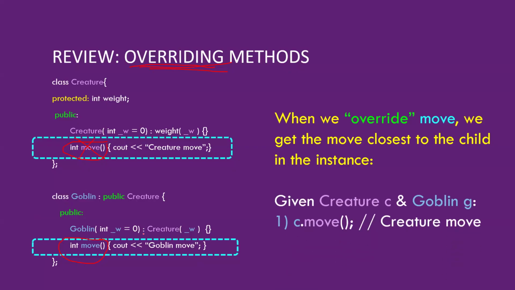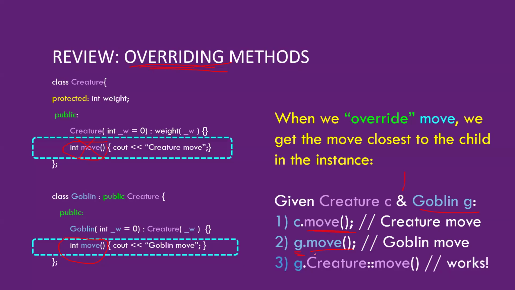And one of the ways we do that is going to be by calling the method directly from a pointer or an instance of our derived class. Okay, so in this case, I have an instance of the goblin, right? Given a creature instance and a goblin instance, I can have this one move like a goblin and this one move like a creature, right? So we're going to explore that a little more deeply today.